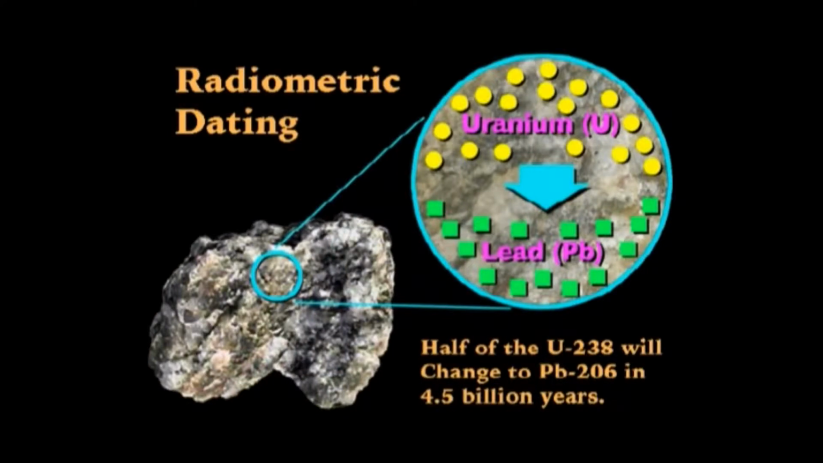Well, that's the first thing. We assume a constant rate of change. We don't know that happened. We also have to assume that all of the lead that you see, the lead-206, came from the decay of uranium-238. We don't know that. In fact, we can actually show that we can get lead-206 from lead-204 by neutrino bombardment.